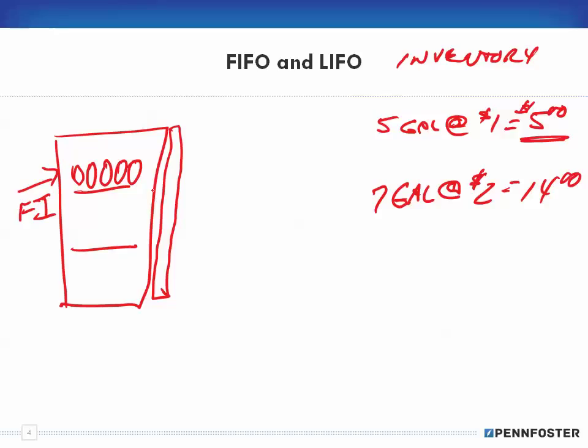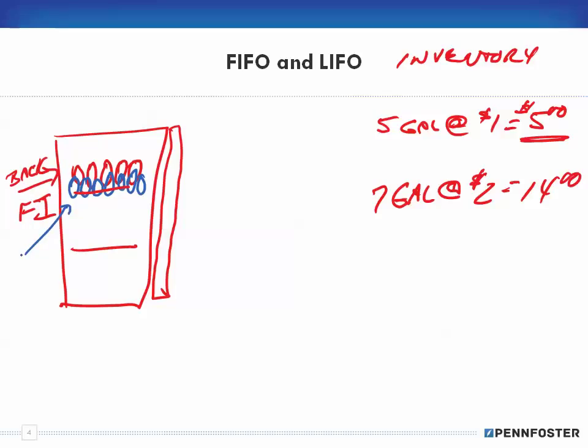I open up the refrigerator, there's 5 gallons. I push the 5 gallons to the back. And now in front of them, and this is going to represent putting them in the front, I'm going to put 7 gallons of milk. So these 5 in the back, they were the first ones in.